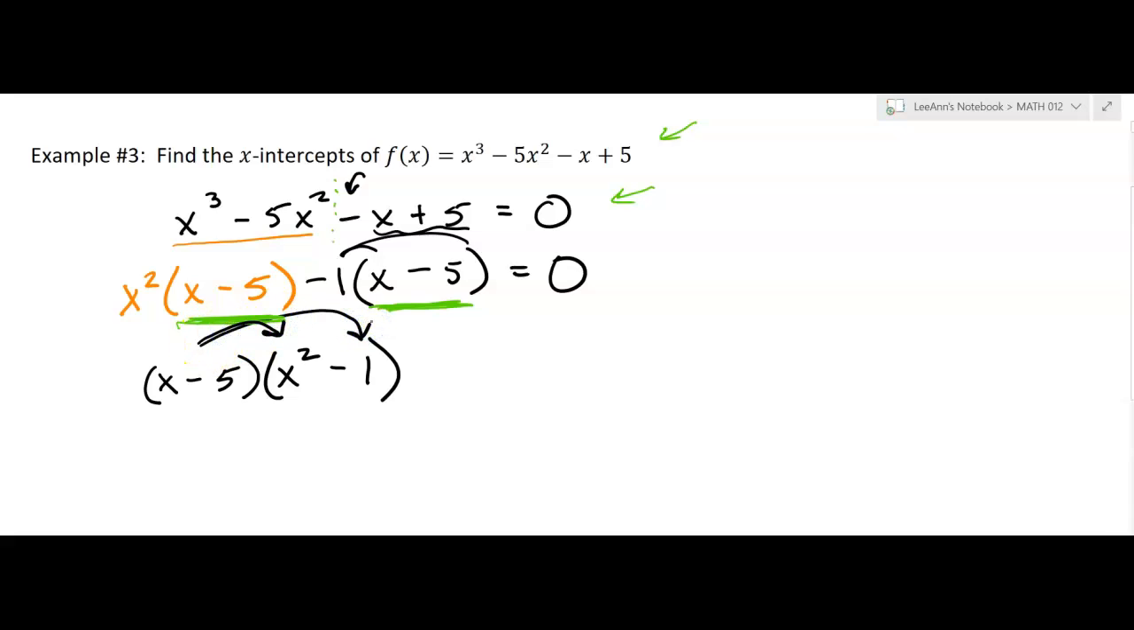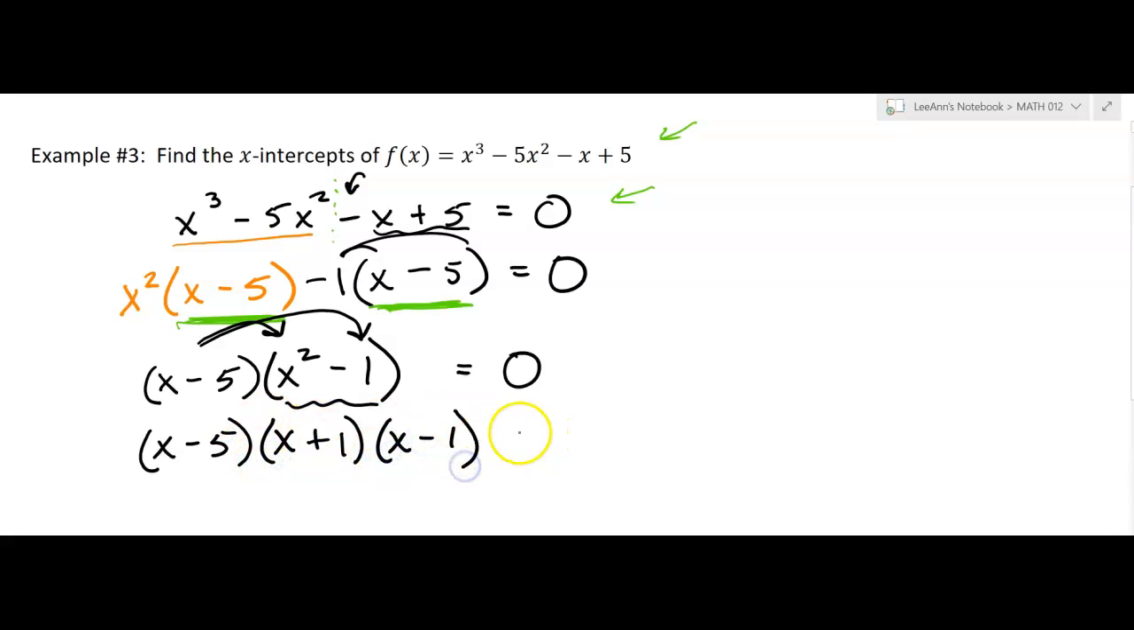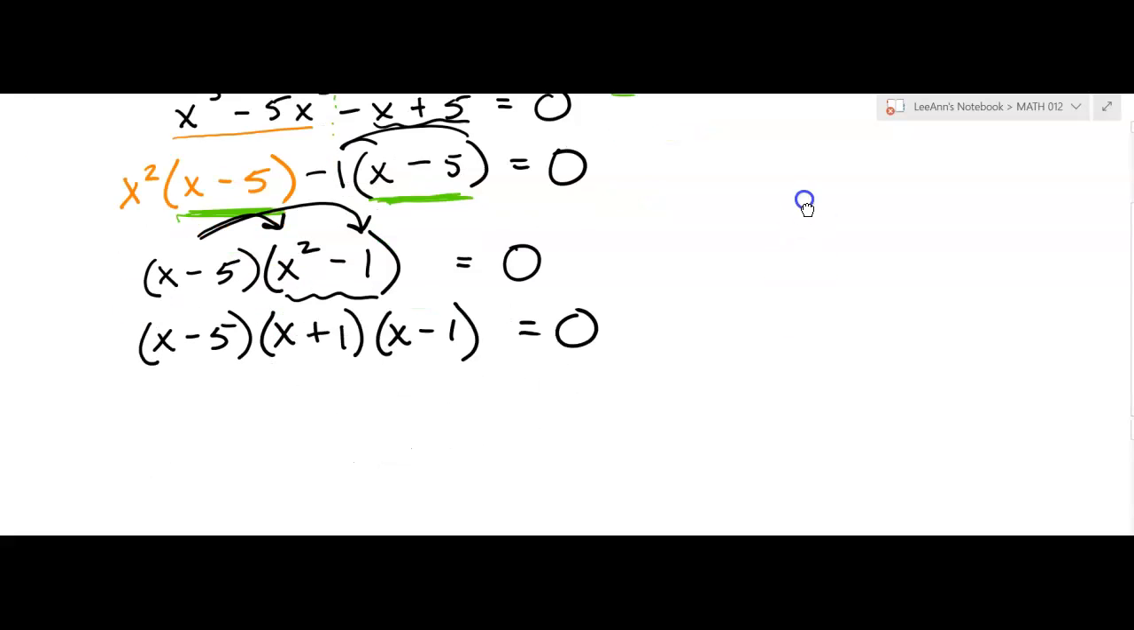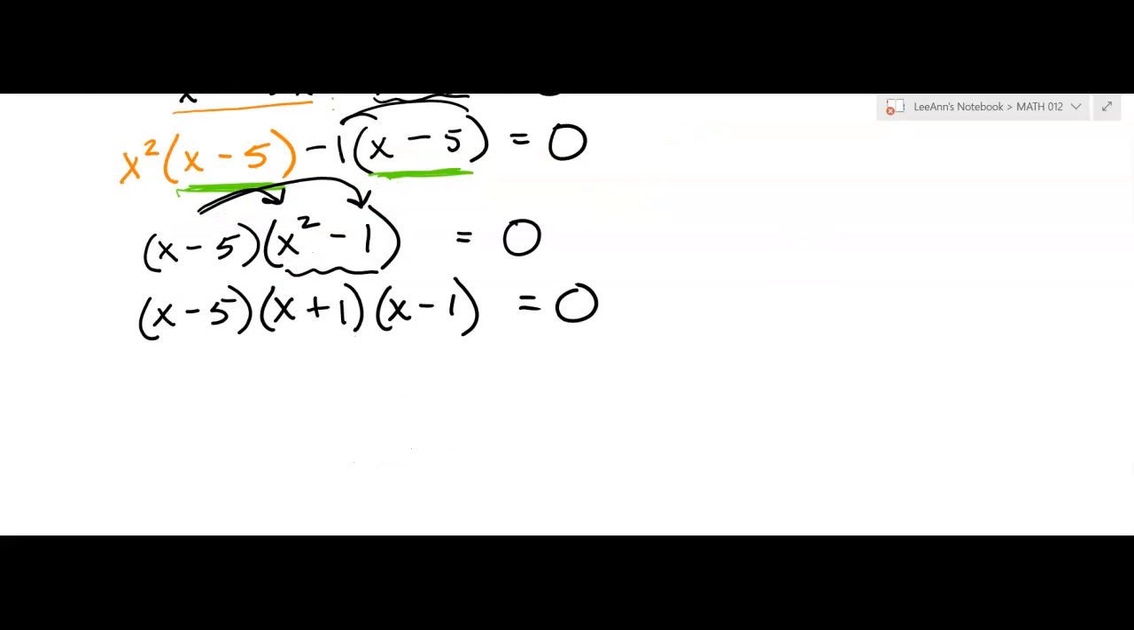But x squared minus 1, that's the difference of squares, so I can factor this. And I get x minus 5 times x plus 1 times x minus 1. And then from there, I can see what the x-intercepts are going to be. So I'll go ahead and write them underneath. So I'm going to have 5, negative 1, and 1.